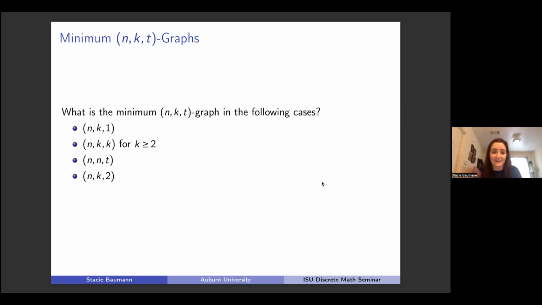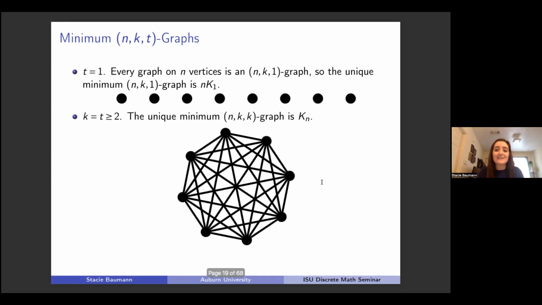Maybe that last one is the hardest one. These ones you can come up with. So NK1 is just the empty graph on n vertices. Just for the future, in case you're unfamiliar with the notation, I'm going to write this as n K1. That just means n copies of K1. K equals T: any single set of K vertices I pick has to have a complete graph on K vertices. So that would have to be the complete graph on n vertices.